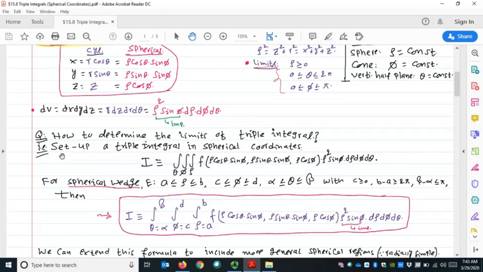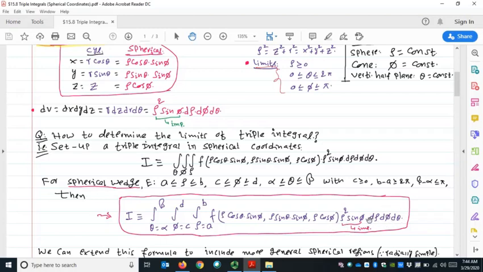For a special case, in a spherical coordinate system, the counterpart of a rectangular box is a spherical wedge E, which is given as rho between two constant values a and b. Phi is given between two fixed values c and d, and theta is given between two fixed values alpha and beta. Then this triple integral in spherical coordinates becomes I equals the integral of f of rho cosine theta sine phi, that's our x, and then y is rho sine theta sine phi, and z is rho cosine phi, and then the volume element rho square sine phi d rho d phi d theta.